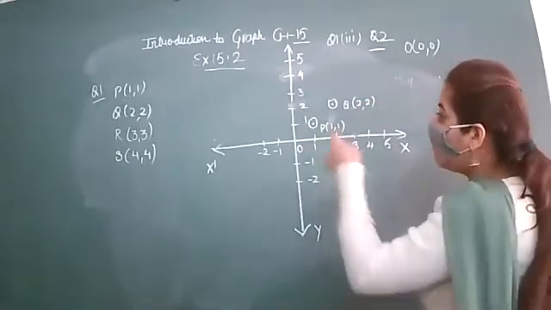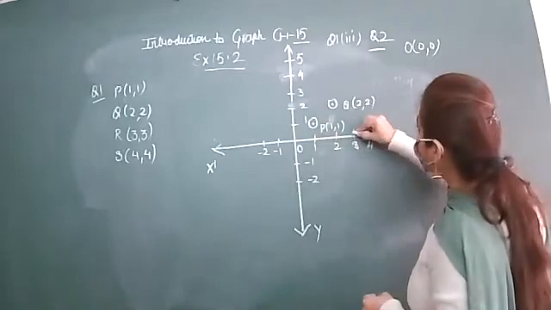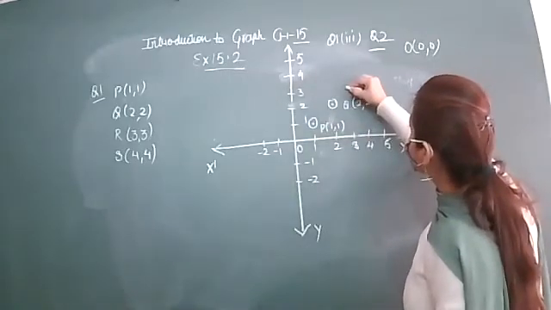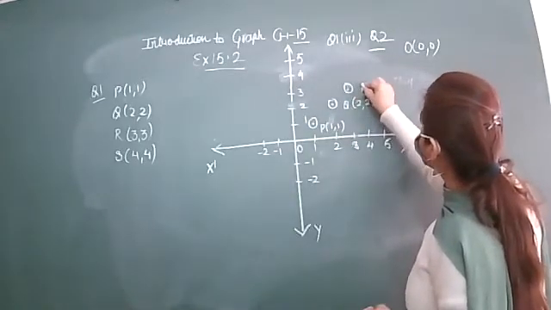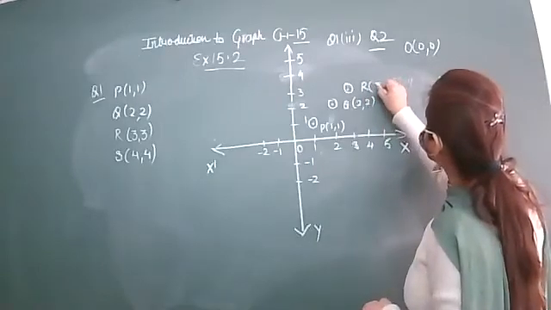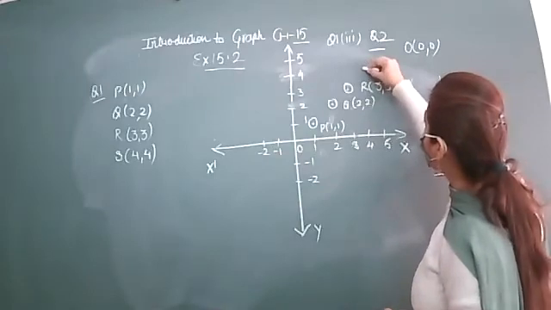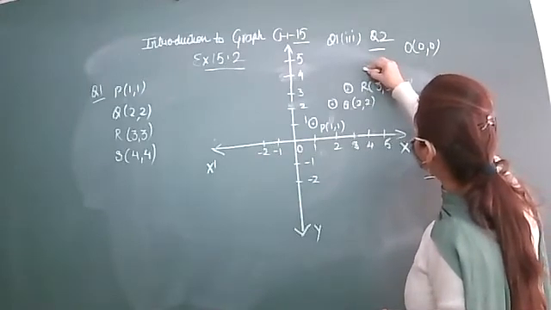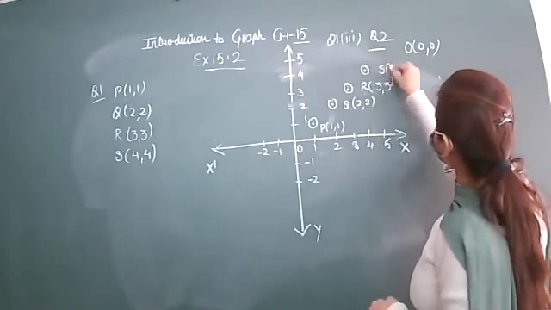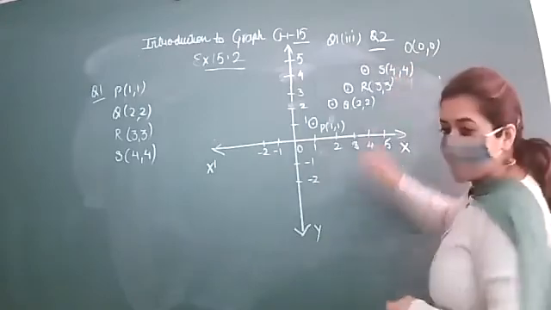Next is your R, that is (3, 3). This is your 3, this 3. So this is your R (3, 3). Next is your S, that is (4, 4). So they will intersect here. This is your S (4, 4).